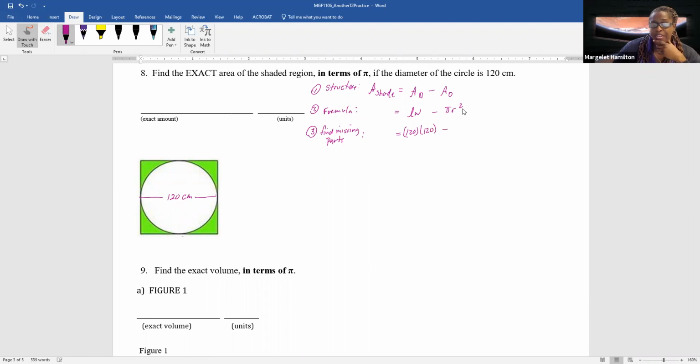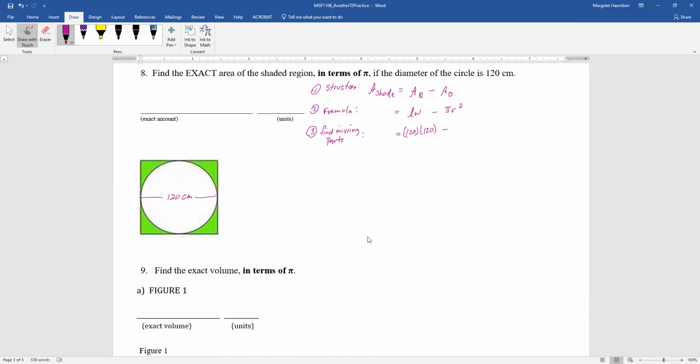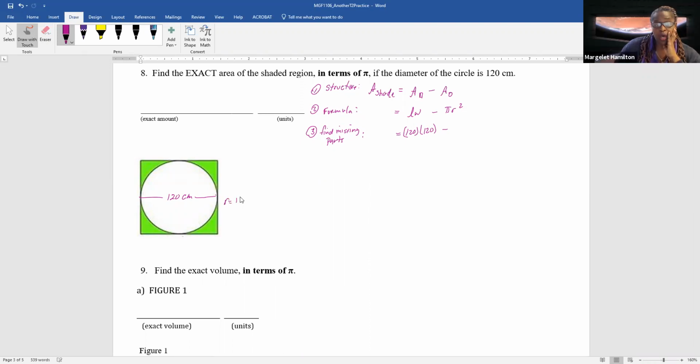Minus. Now, do we have a radius? Yeah, 60. So the radius equals 120 divided by 2, which is 60. So we have pi, and then here we have 60 that we have to square. Now, step 4, solve it. Okay, now comes the magic. Do your thing. You know what you gotta do.